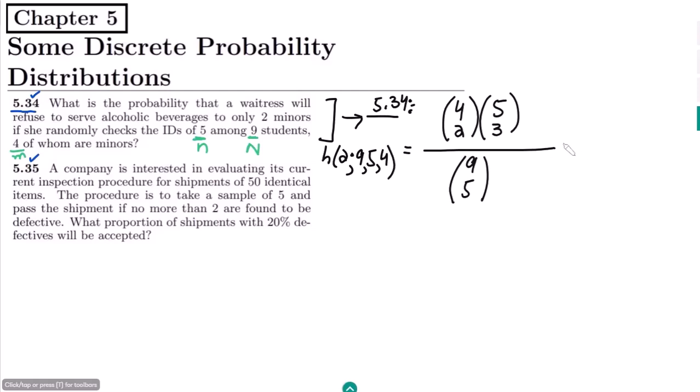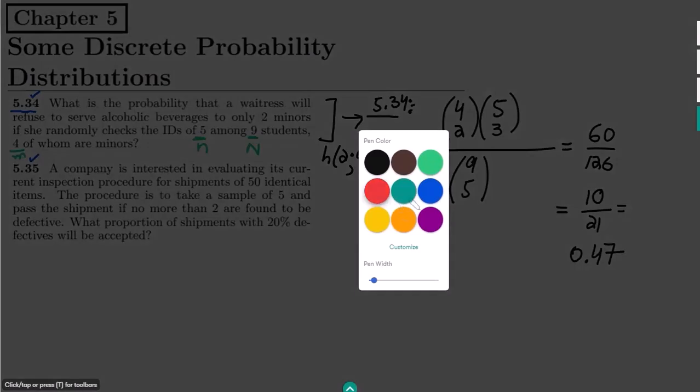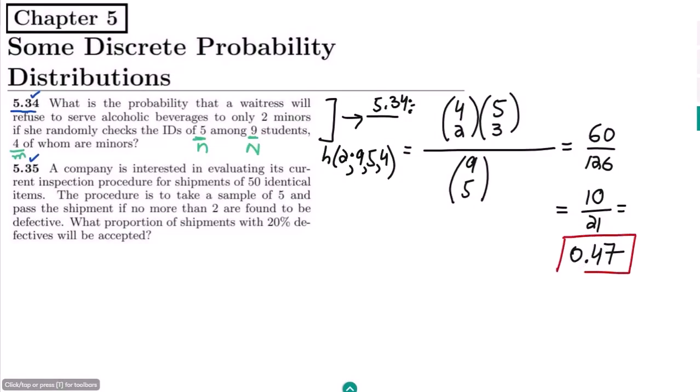Okay, so let me solve it. When I solve it, the answer will be given, and the answer of it will be what? 60 divided by 126, or 10 divided by 21, which is equal to 0.47, and that is basically the solution of question 5.34.